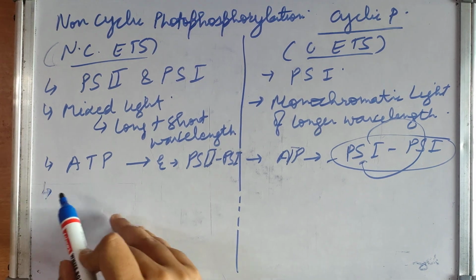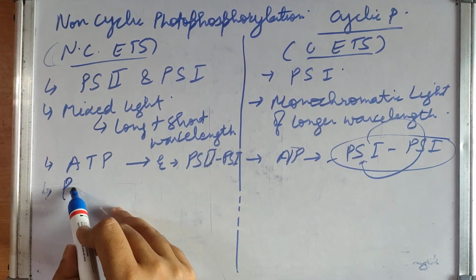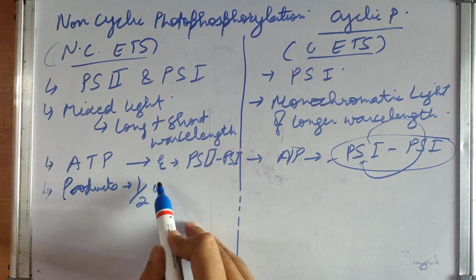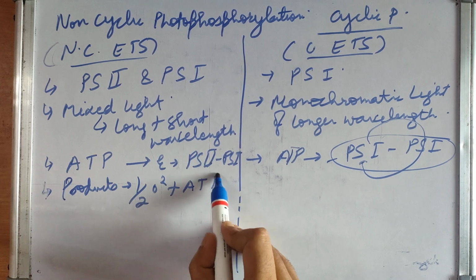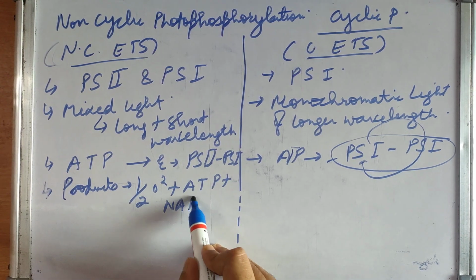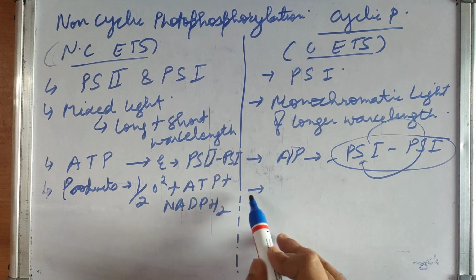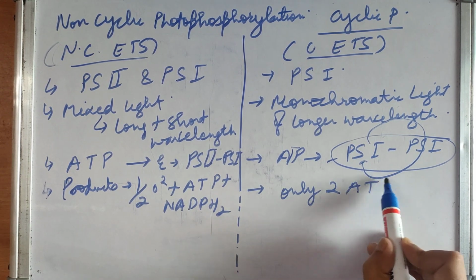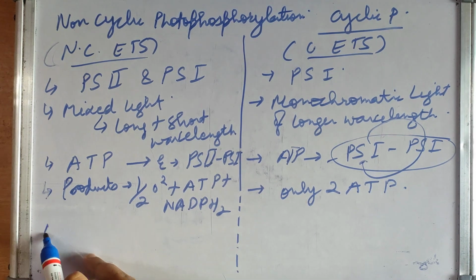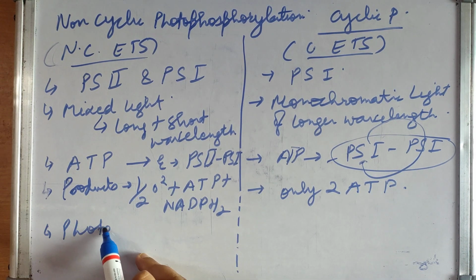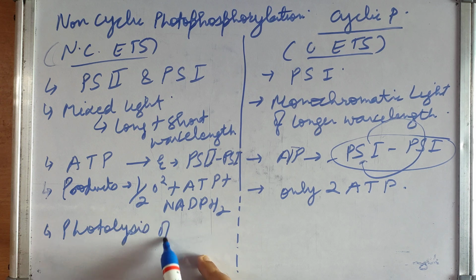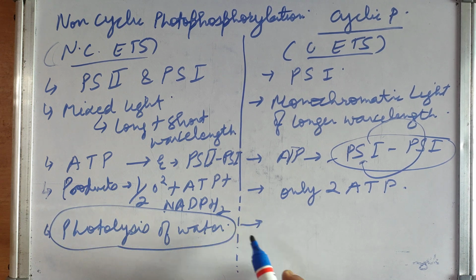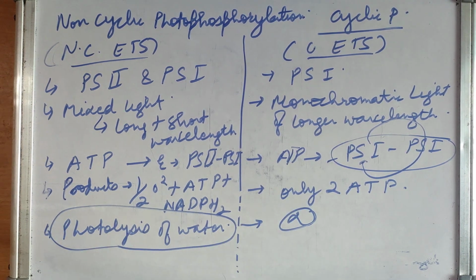The products of non-cyclic are half O2 plus ATP plus NADPH2, while the product of cyclic is only 2 ATP. In non-cyclic, photolysis of water is essential. In cyclic, it is not needed.